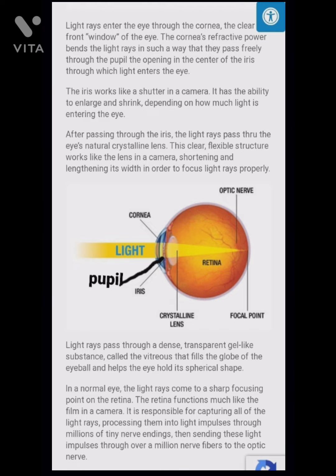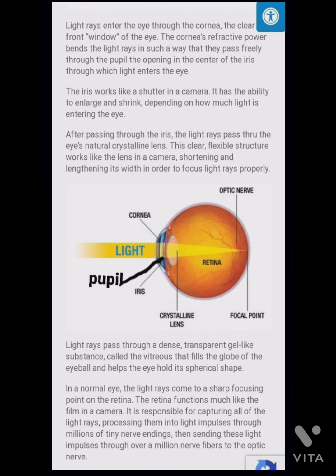In a normal human eye, light rays come to a sharp focusing point on the retina. In my previous session I told you that there are 3 layers of the eye. अगर आपने मेरा last session देखा है, then उसमें मैंने बताया था कि the outer layer is known as the sclera, the whitish part. The middle layer is known as the choroid, जिसमें blood supply होती है, and the innermost layer is known as the retina. The light falls on the retina.